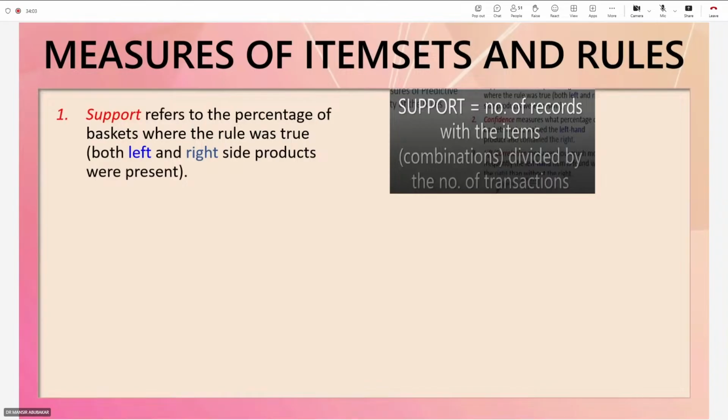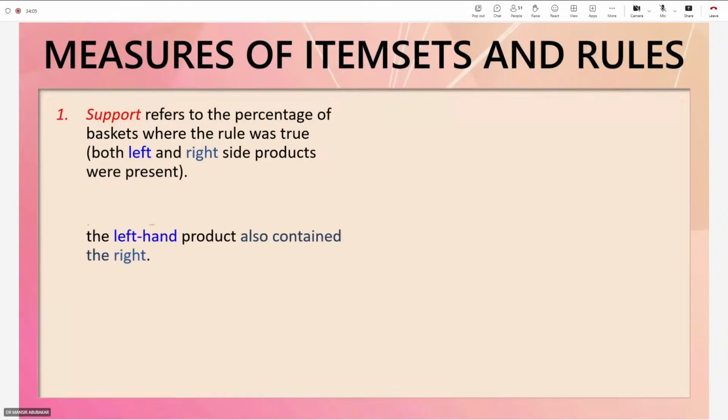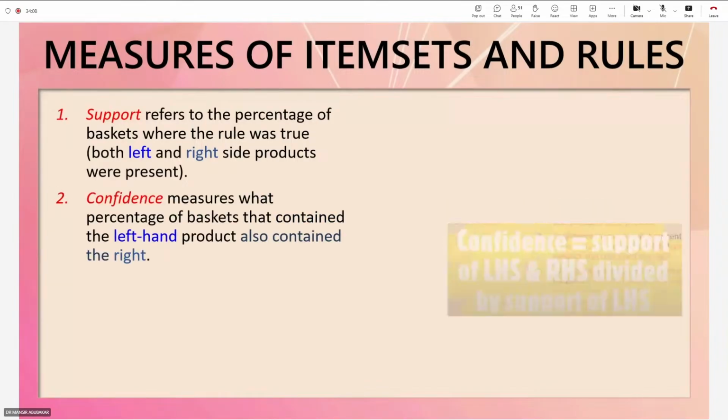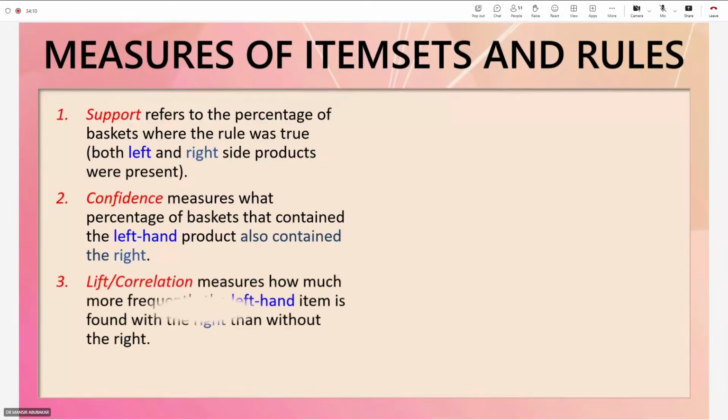Okay, so these are what we call the measures of items and rules. These three measures are: one, the support; second, the confidence; and then finally the correlation, because the target is to find a correlation or relationship between the items.